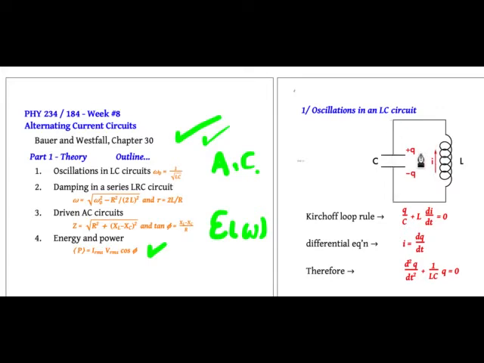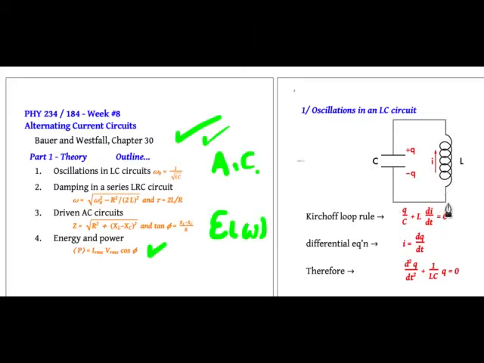Notice that if Q is positive, then the potential change is positive, plus Q over C, because this would be the high potential side. If Q were negative, then the potential change would be negative, because then this would be the high potential side. All right, so that's delta V across the capacitor. Now we have delta V across the inductor.